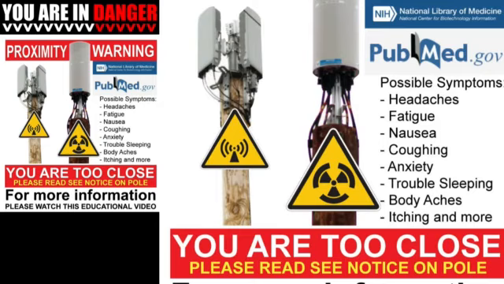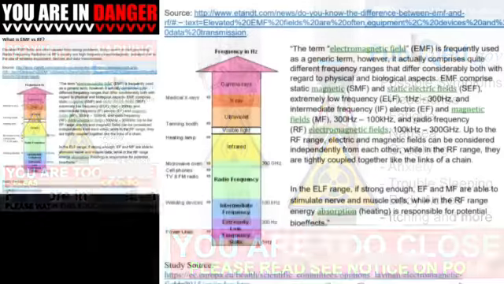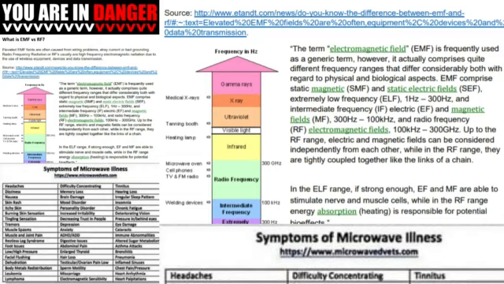EMF and RF, what are they? It can be confusing. Let me break it down real quick. The term electromagnetic field, EMF, actually comprises quite different frequency ranges that differ considerably both with regard to physical and biological aspects. And there's different kinds of EMF.